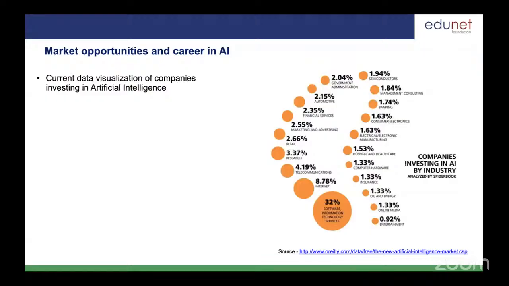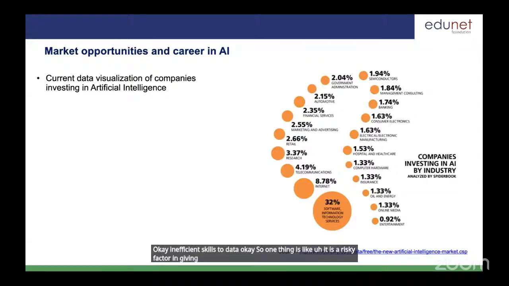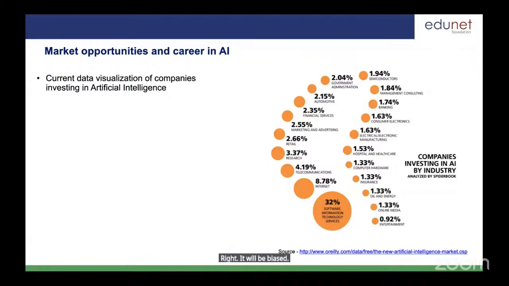Skill issue. Can you tell me how this is a skill issue, Akshay? Okay, one mistake might cause a huge problem. Inefficient skills to data. So one thing is it is a risky factor in giving the data privacy, right? It will be biased. Oil digging. Then physical security concerns. That also can be considered.